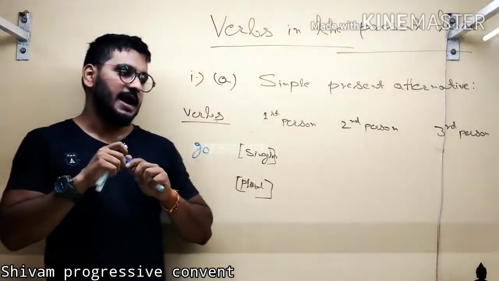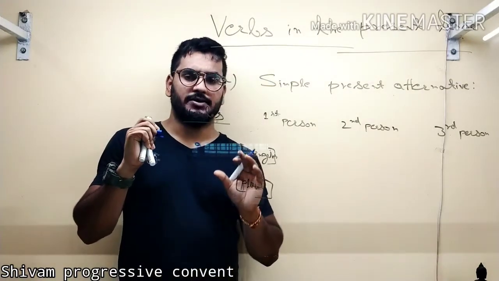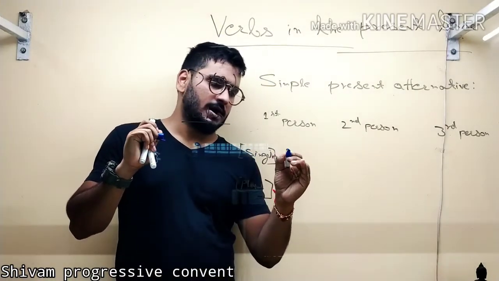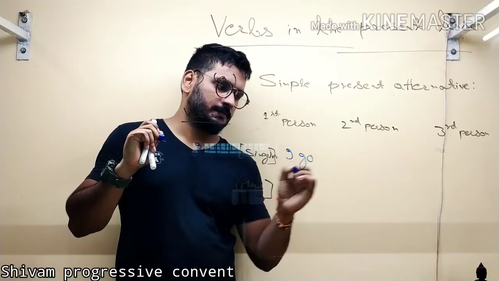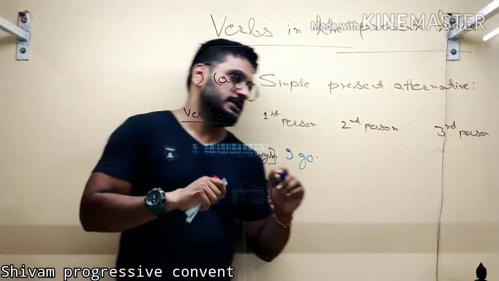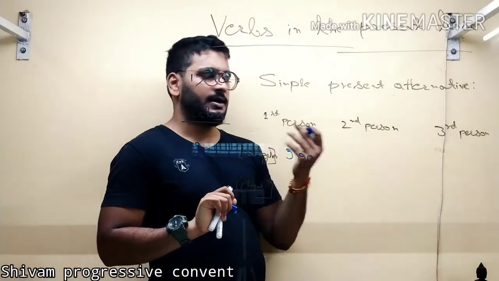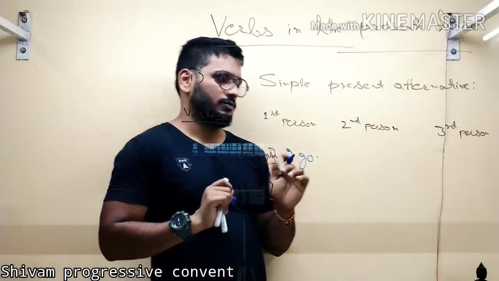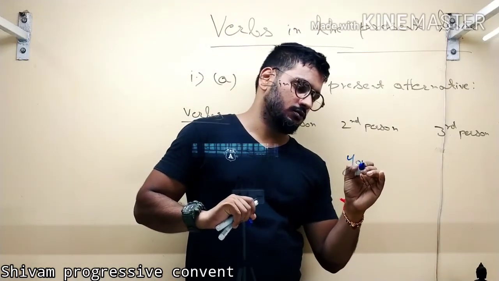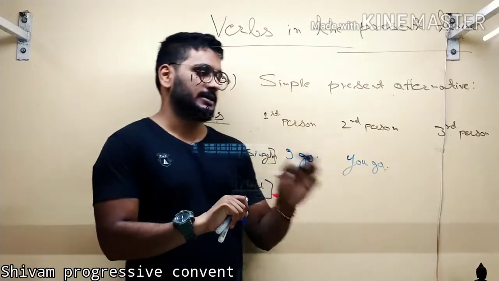First person like I, so we have to make a sentence for I. So I go, मैं जाता हूँ, I go. Similarly for second person, which means you and the plural form of you, so you go. So this is second person.